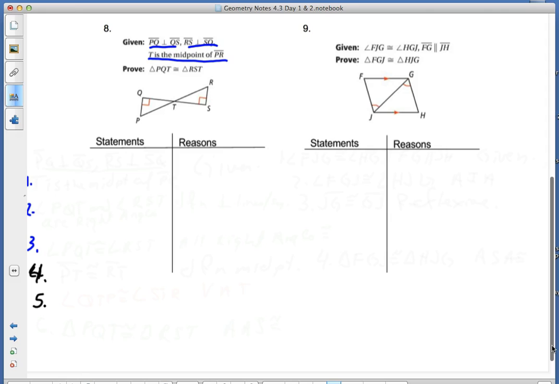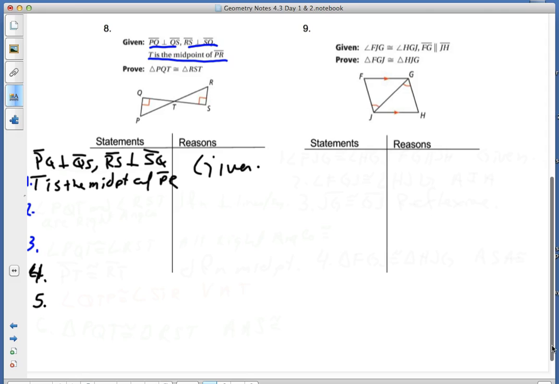So now we got midpoint. They're both congruent. Okay. So now I've got my given down. Got to get it all down. Boy, it's a lot of given. But I got the perpendicular two-step. Let's get that out of the way. I got my perpendicular two-step going on.